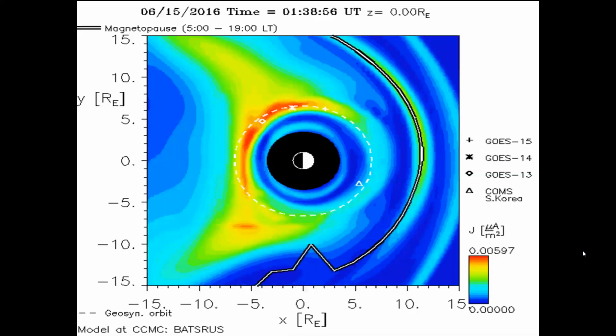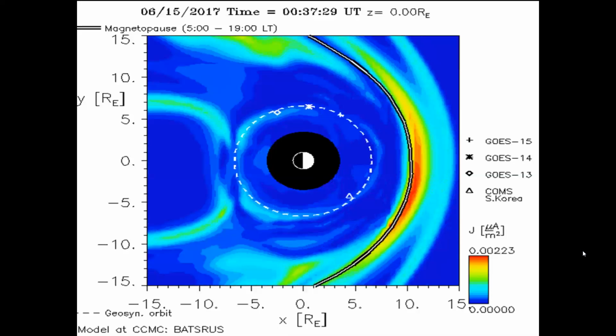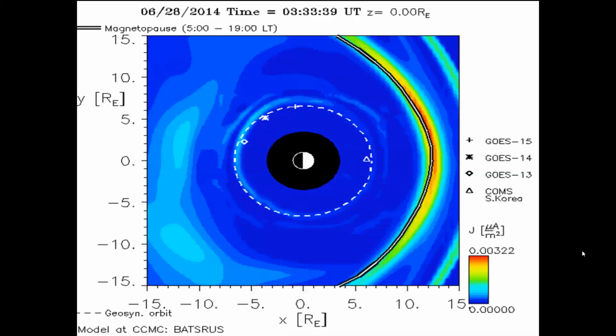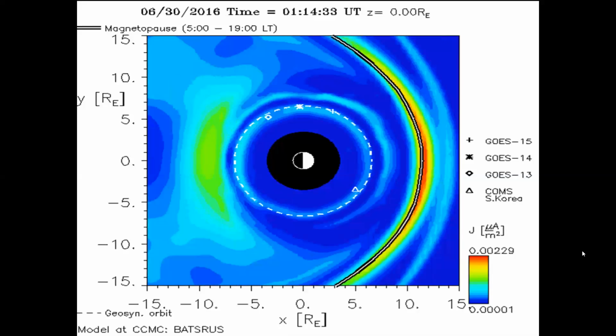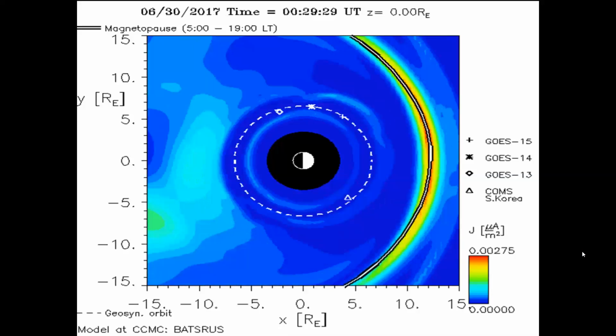2015, 2016, 2017, now June. They only went back to the records of the 20th. There wasn't a 30th, so we're going June 28, 2014. June 30th, 2015. June 30th, 2016. June 30th, 2017. And you can see we're seeing patterns.